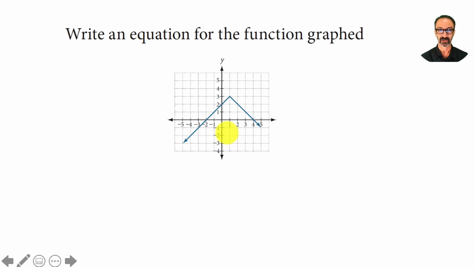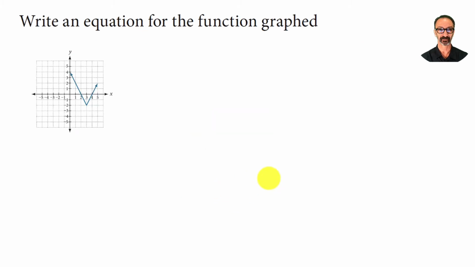So move right 1 unit, move up 3 units, and flip it. Move right 1 unit, move up 3 units, and flip it. That's called reflection about the x-axis, or vertical reflection, which was covered last video.